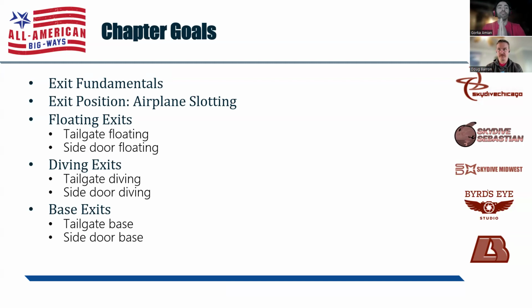Then we're going to cover floating exits, and we're going to stick to the most typical exits used here in the United States, which are the tailgate, usually the Skyvan or the Casa, and then the side door floating exits, usually the Otter, although it can be any other airplane as well. Then we're going to move on to dive-in exits, also for both types of aircraft, and then we'll be covering base exits.